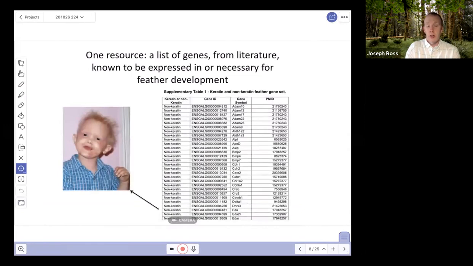One of those genes, just as an example, is a gene called ectodysplasin, or EDA for short. And mutations in this in humans are known to cause phenotypes. And so that is just an example of one of these genes and how it's known to be involved in basically ectoderm development. In this case, in humans, it's skin, but maybe in birds and other animals, that gene is essential for feather development. That is, it's necessary for feather development.